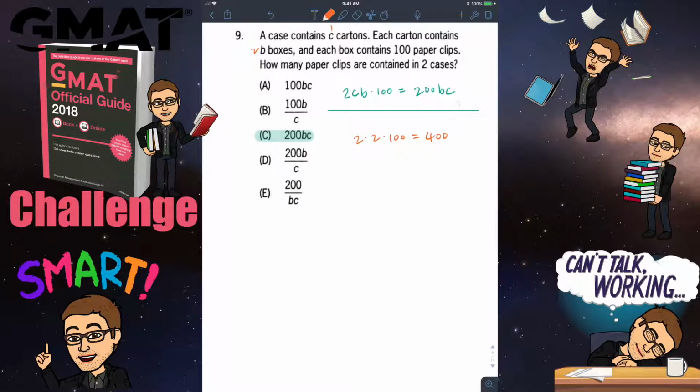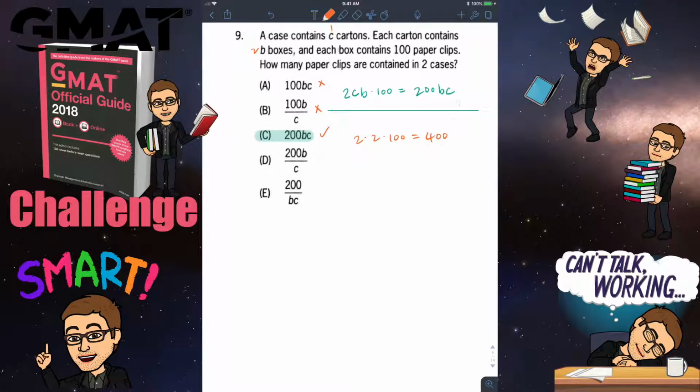B times C is 2 times 100, which is 200. This is not 400, so it's not going to be A. For B, 100 times B, which is 2, is 200, divided by 1 is still 200, and that's not 400. Move on to C. 200 times B times C, 200 times 2 times 1. Yes, that is 400. So it could be an answer. And I will tell you why I said it could be later.